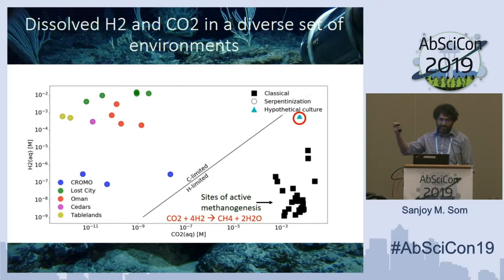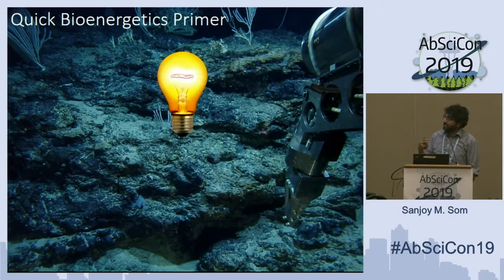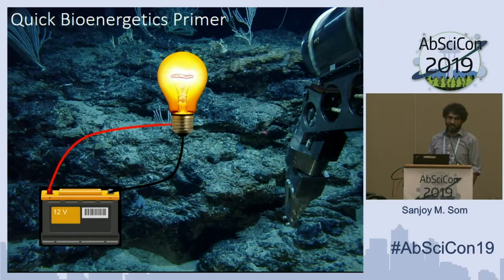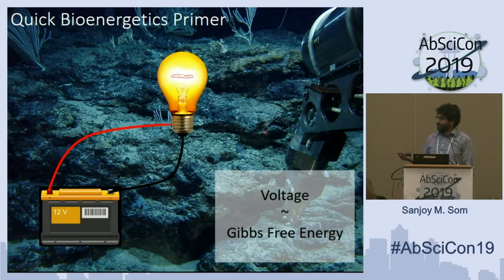So then how do we assess the energetics available for these systems? Allow me a quick 30-second bioenergetic primer. Some of you may be astronomers in the room, I don't know, but imagine a bug as a light bulb on the seafloor, and the reason why it shines is because it's connected to a battery. A battery provides a voltage that enables the flow of charge carriers, or a current. The product of the voltage and the current is the power. In natural environments, the analogy is such that the voltage is the Gibbs free energy that we can calculate from the local conditions. The Gibbs free energy is an energy made available by an environment for the bugs to do work, right?